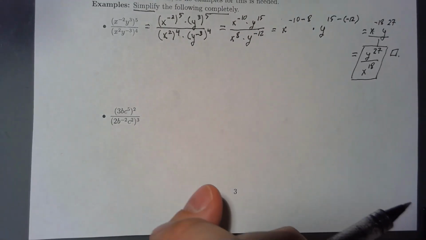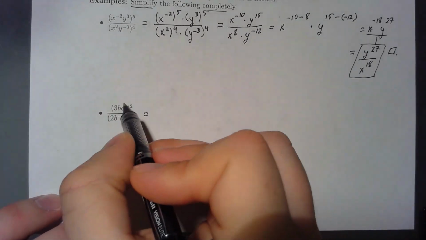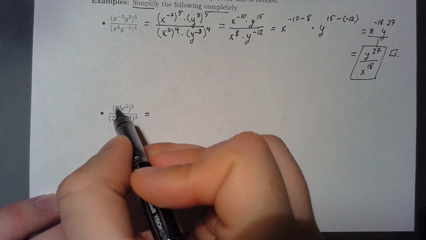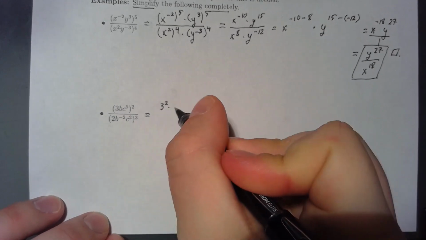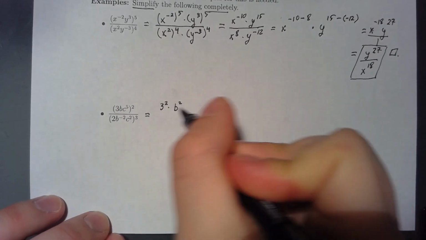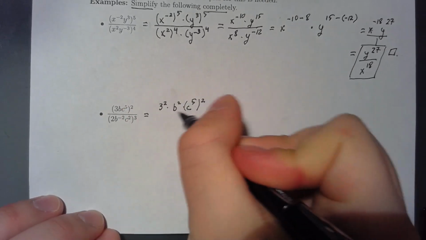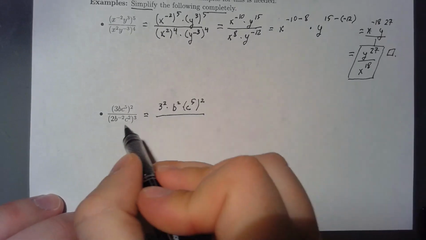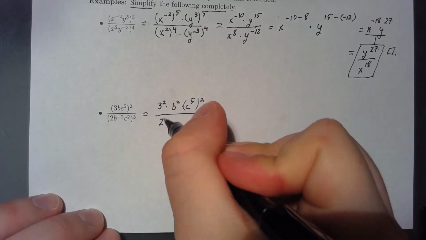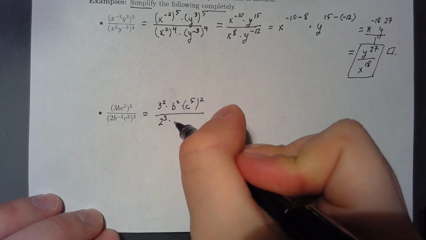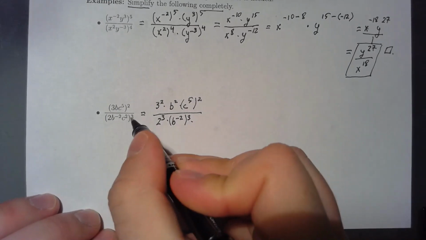This last example in this section is not much different. We'll go through it. Again, these are products squared, so I could break them up. So I could write this as 3 squared times b squared times c to the 5th squared, all over. This is a product here as well to the third, so I could break them up. 2 to the third times b to the negative 2 to the third times c squared to the third.